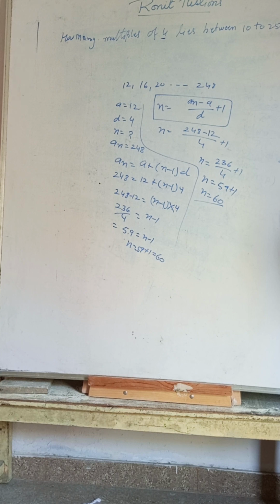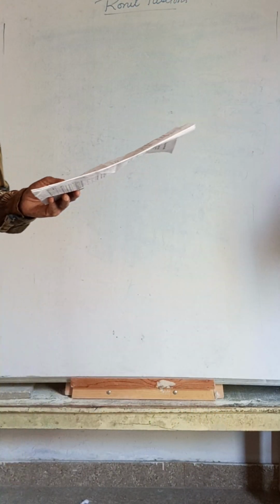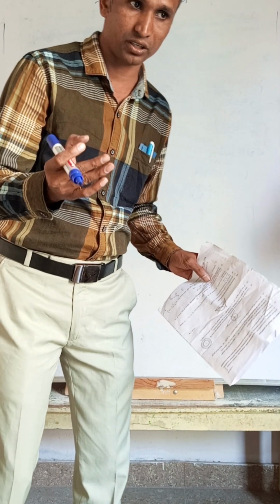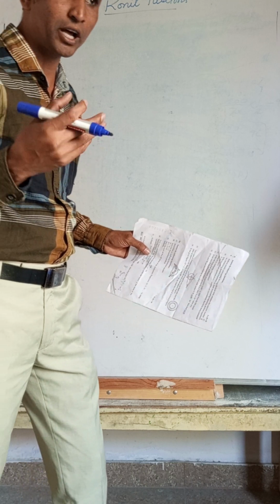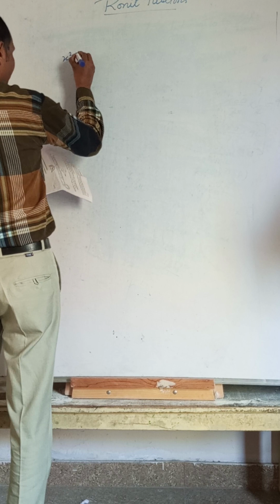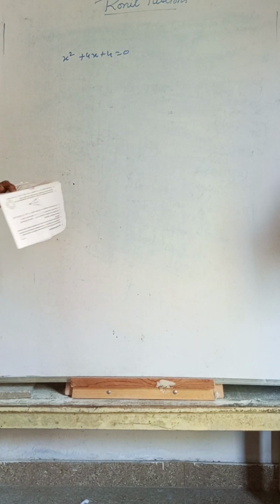Next question. Find the value of the discriminant and hence write the nature of the roots of the given quadratic equation. We are going to find the discriminant and then find the nature: whether they have real roots, imaginary roots, distinct roots, and so on. The quadratic equation given is x square plus 4x plus 4 is equal to 0.